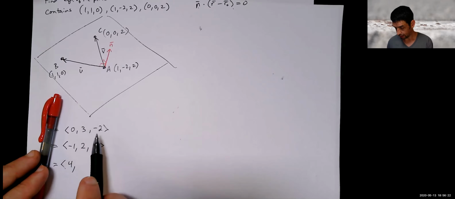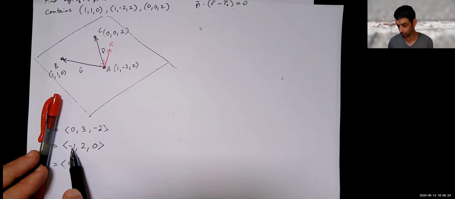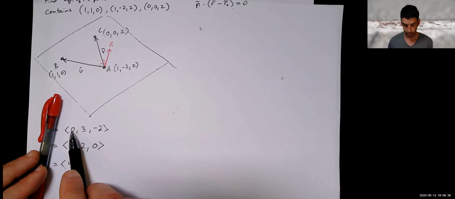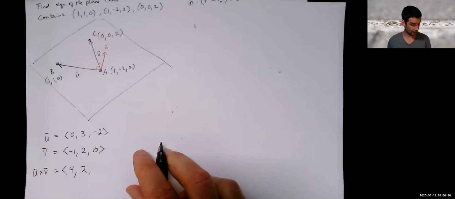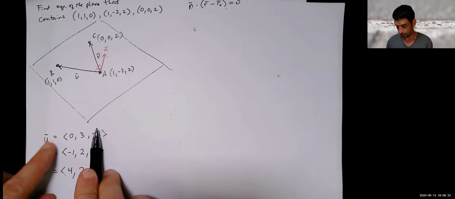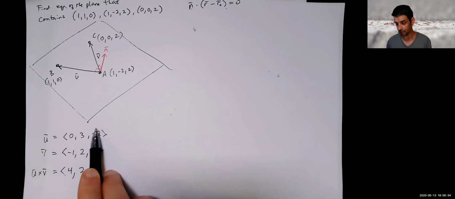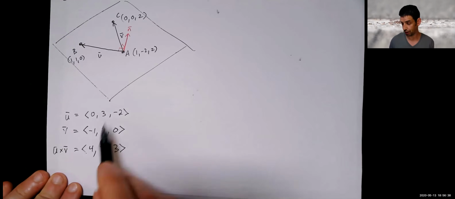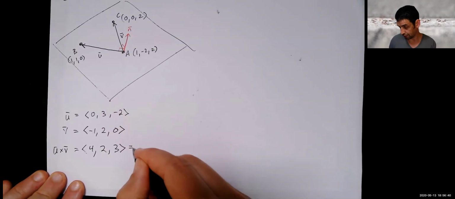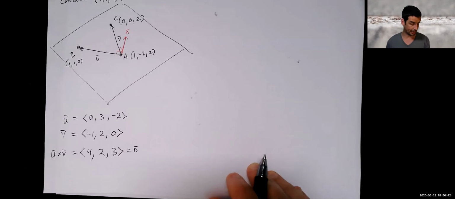I'll take -2 times -1 is +2 minus 0 times 0. That gives me 2. And then I can take 0 minus 3 times -1 gives me +3. So there's the cross product of those two vectors, gives me my normal vector n.